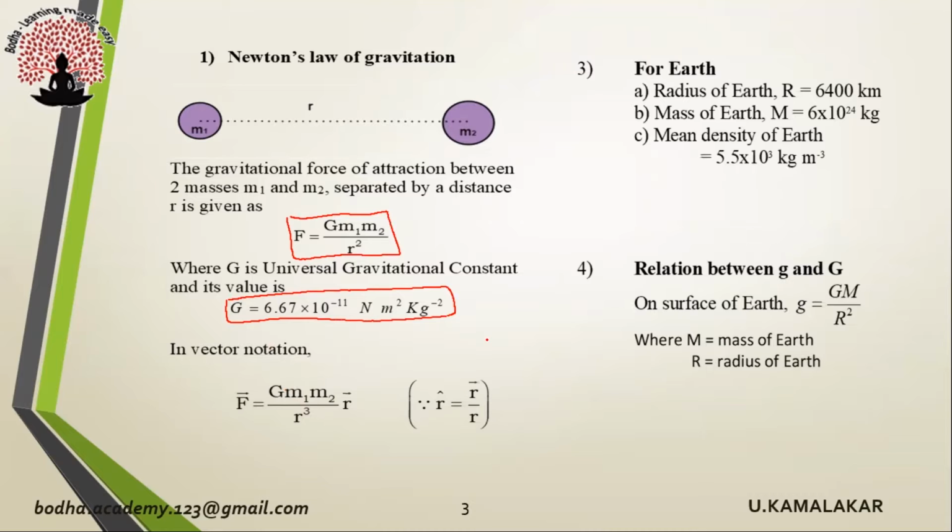Radius of Earth R is equal to 6400 kilometers. Mass of Earth is equal to 6 × 10^24 kg. Mean density of Earth is 5.5 × 10^3 kg per cubic meter. The relation between small g and capital G on surface of Earth is given as g = GM / R², where small g is acceleration due to gravity, capital G is universal gravitational constant, capital M is mass of the Earth, capital R is radius of the Earth.